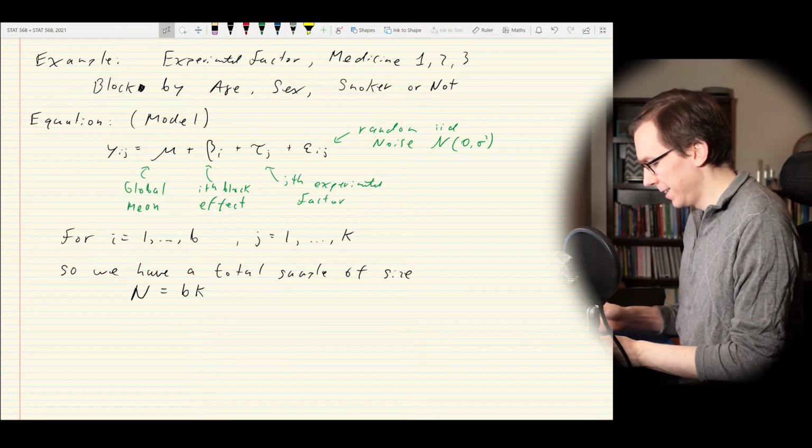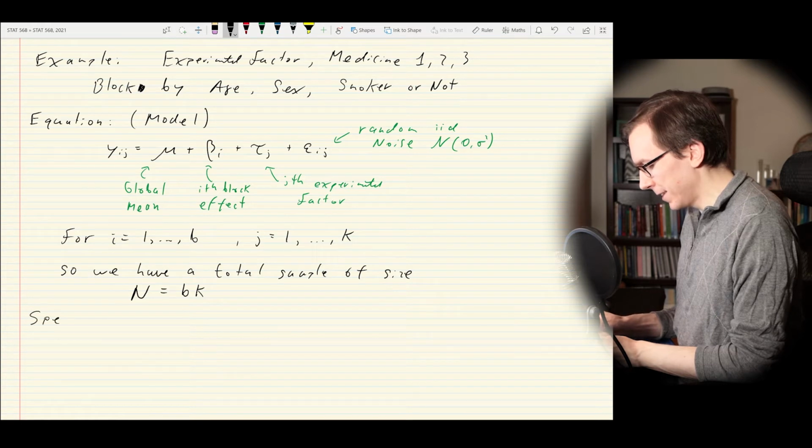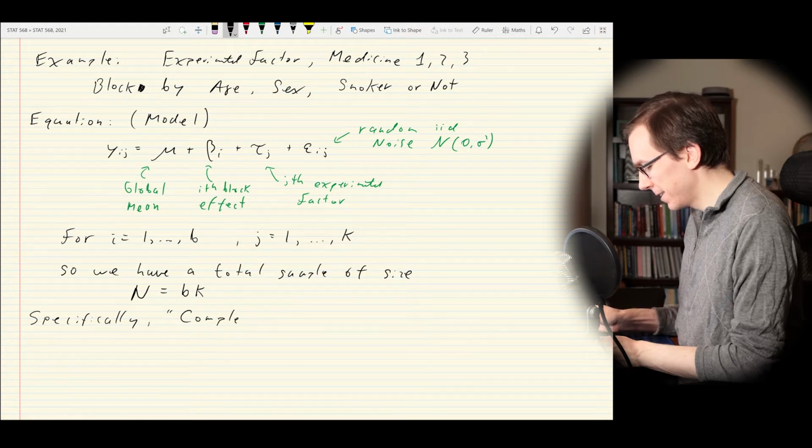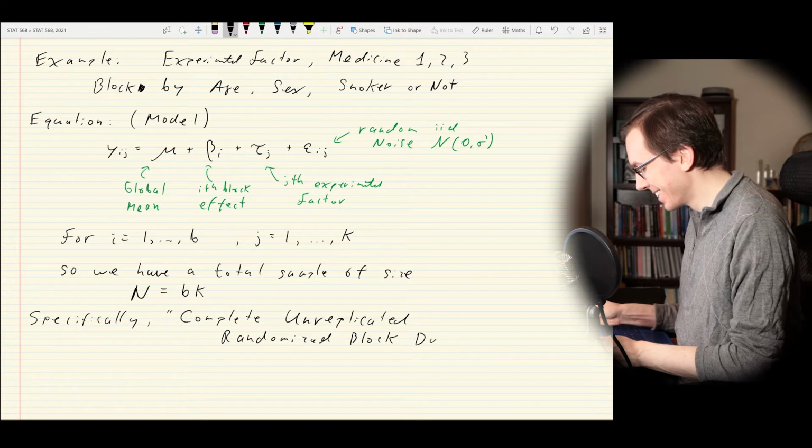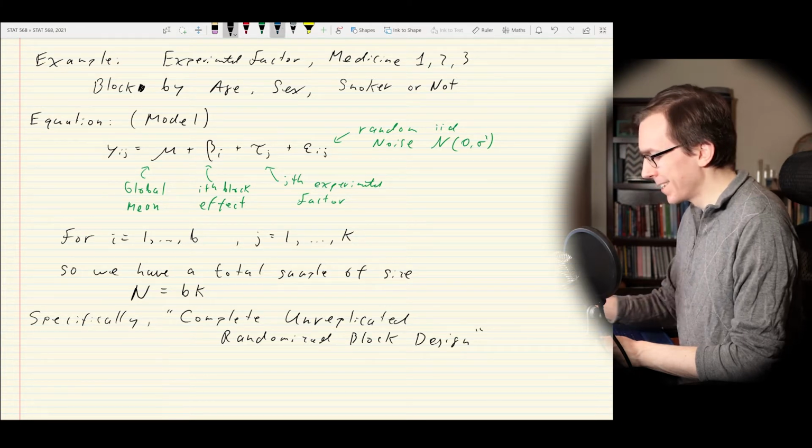Specifically, what we have here is a complete, unreplicated, randomized block design. I guess we're assuming it's randomized. It should be randomized. So what do all these terms mean?